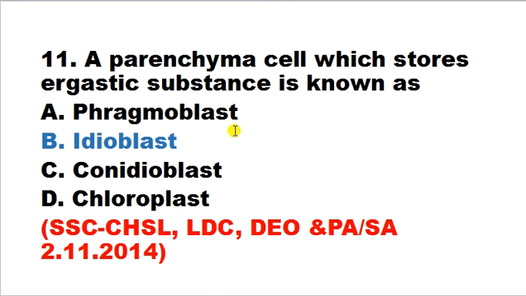In Idioblast, what is Idioblast? It is an isolated plant cell that differs from the neighboring tissues and has various functions. What is their main function? Storage of reserve excretory material, pigments and minerals. So a parenchymal cell that stores ergastic substance is known as idioblast.